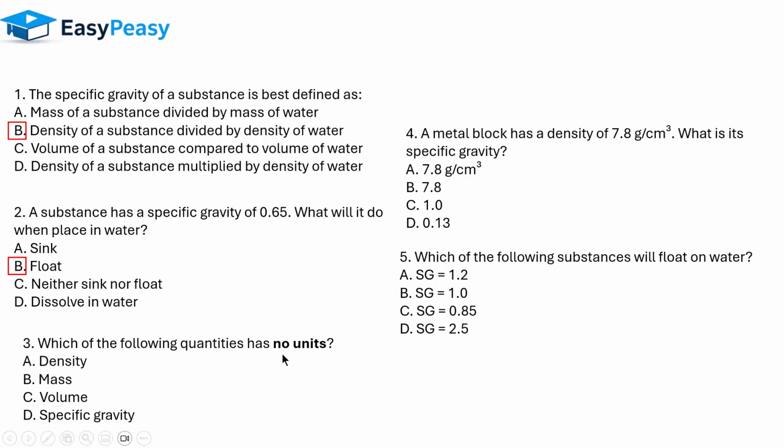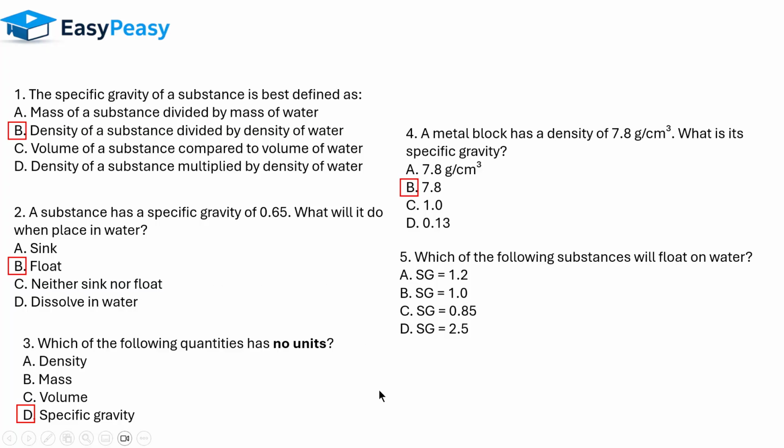Which of the following quantities has no units? Yep, specific gravity because it's a ratio. Fourth, a metal block has a density of 7.8 grams per cm cube. What is its specific gravity? Yep, it's 7.8. Why not this answer? Because it has a unit attached to it. It is just the density, it's not the specific gravity.